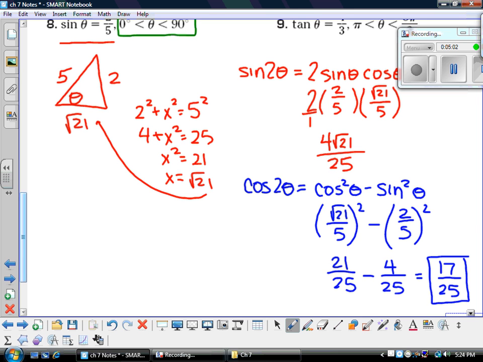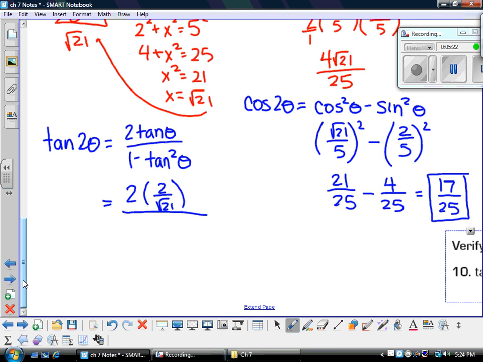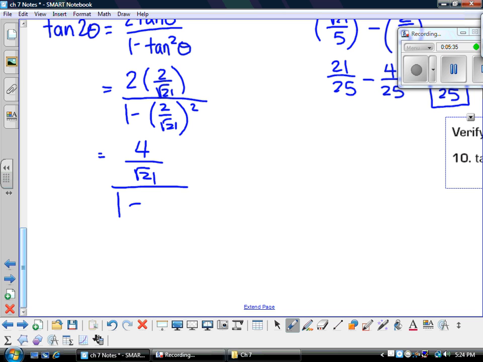Last one is tangent of 2 theta. The formula for tangent of 2 theta is 2 tangent theta over 1 minus tangent squared theta. So that's going to be 2 times opposite over adjacent over 1 minus that same number squared. On the top, that's 4 over the square root of 21. On the bottom, that's 1 minus 4 over 21.